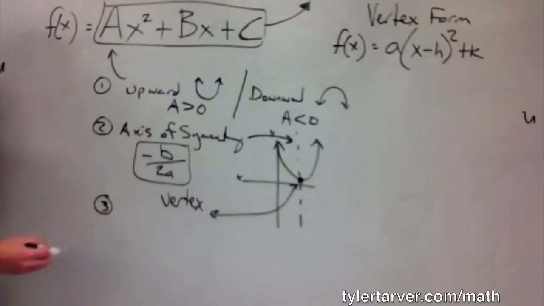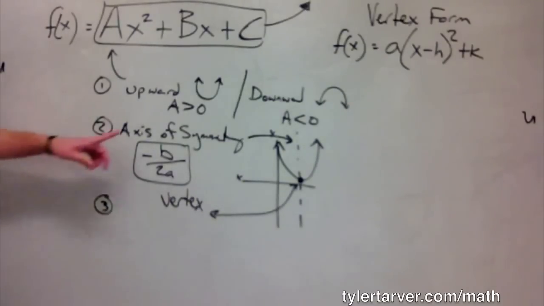All right, third thing. Negative b over 2a is what? It is the formula to find the axis of symmetry.